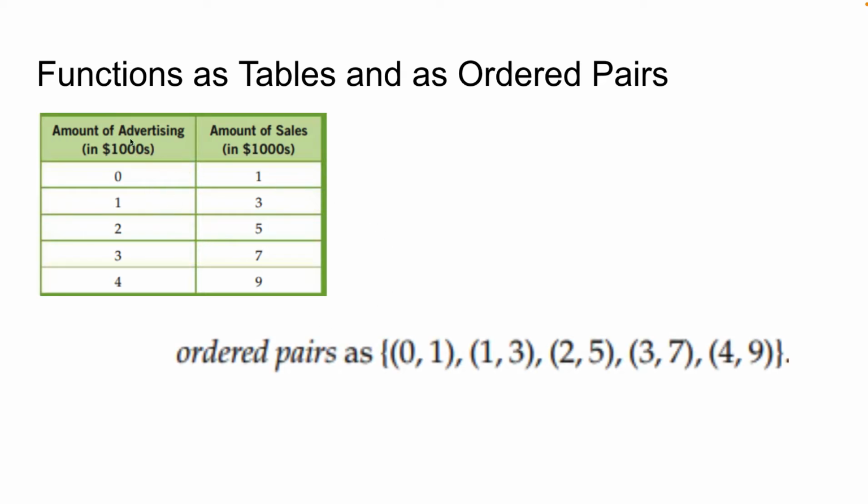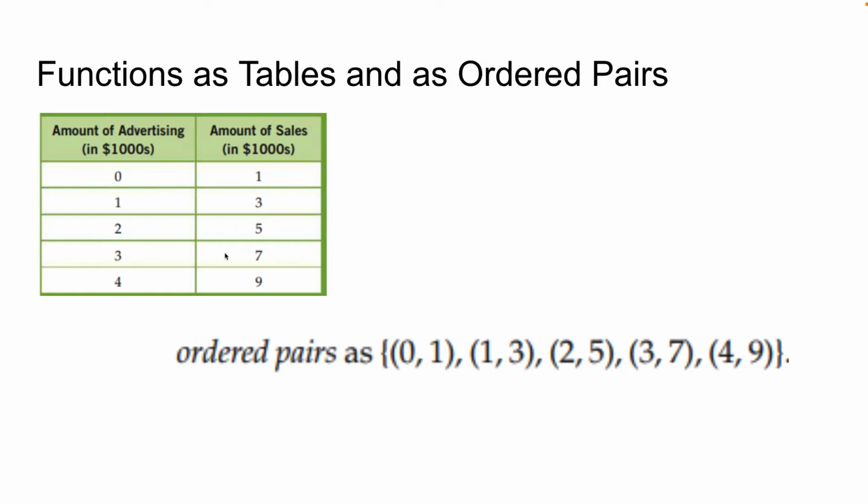This table shows the amount of advertising in $1,000. So for no dollars of advertisement, you have no sales. The amount of sales is also in $1,000. So if you pay $1,000, you sell three.